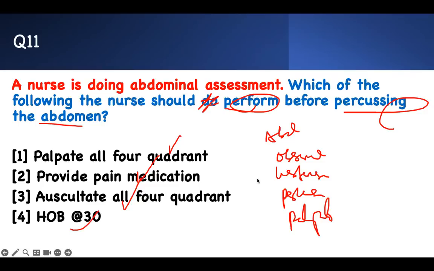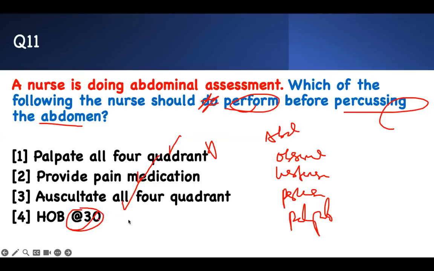If you palpate, it will make your percussion inadequate. If you provide pain medication, it does not help at all. Or auscultate all 4 quadrants. Yes, before you percuss somebody, you have to listen first. Otherwise, if you palpate or percuss before listening, it's going to be a problem.